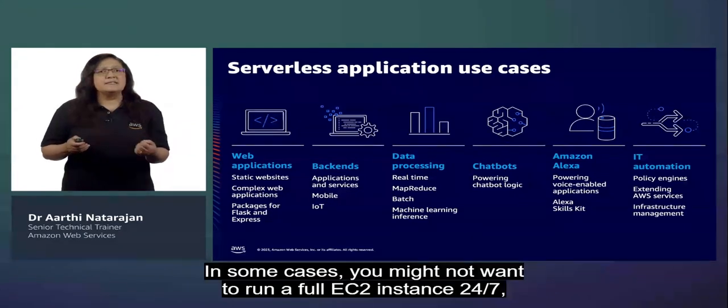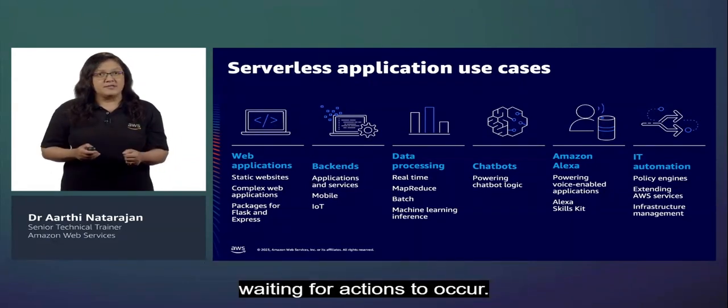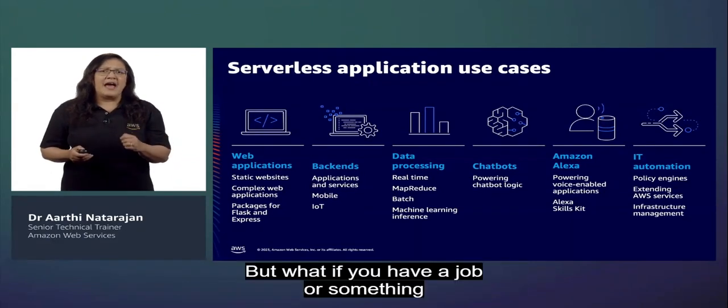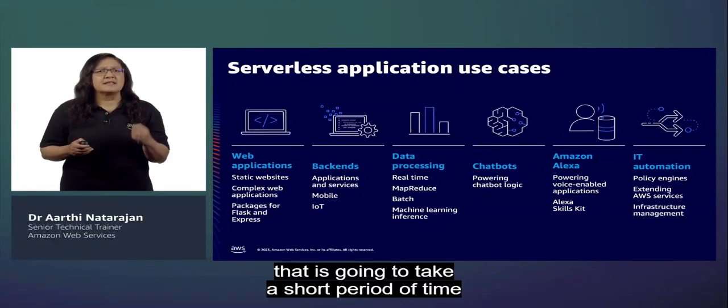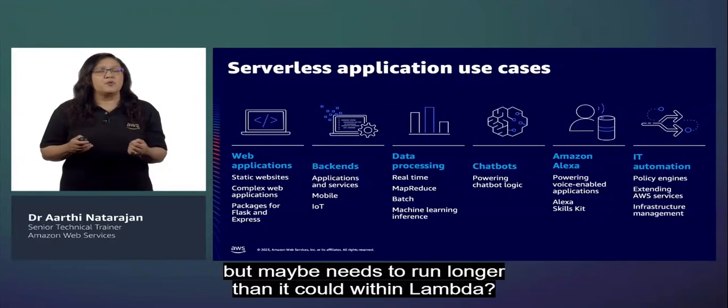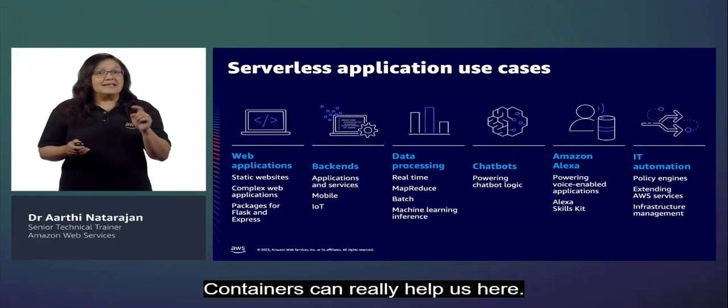In some cases, you might not want to run a full EC2 instance 24/7 waiting for actions to occur. But what if you have a job or something that is going to take a short period of time, but maybe needs to run longer than it could within Lambda? Containers can really help us here.